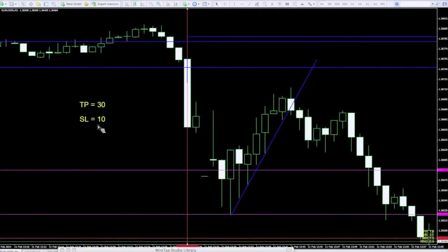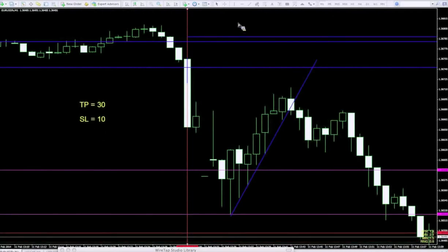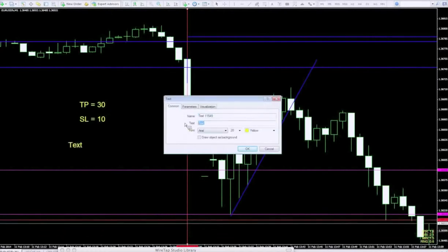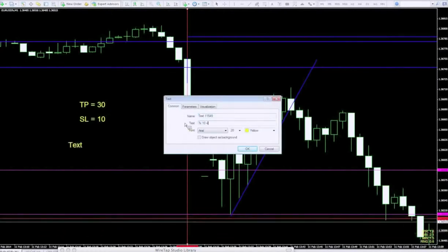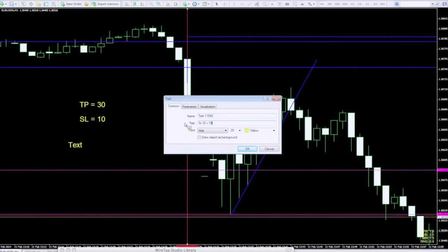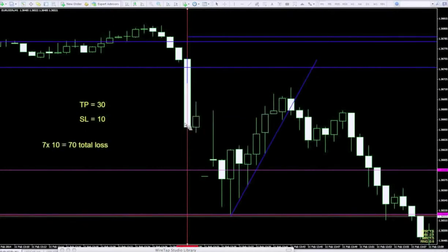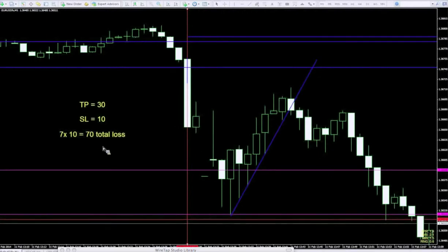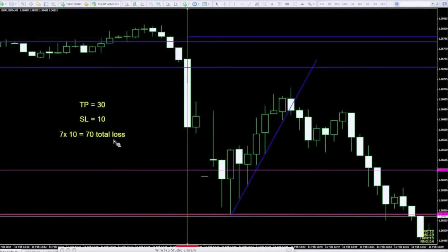Okay, so let's assume that you lose the first 7 trades under the scenario. So you end up with 7 times 10 equals a 70 pip total loss. All right. Everyone see that? We're talking 10 trades. Now the next 3 trades are winners.